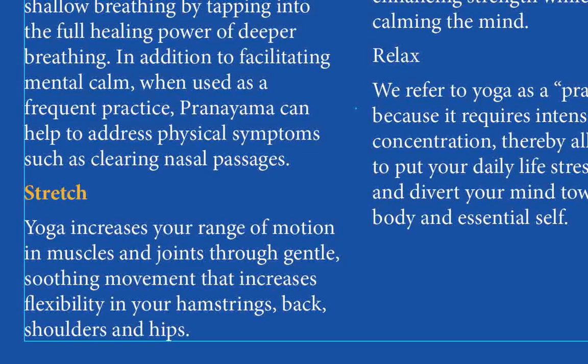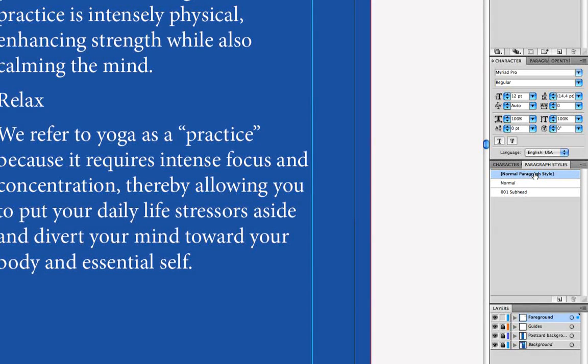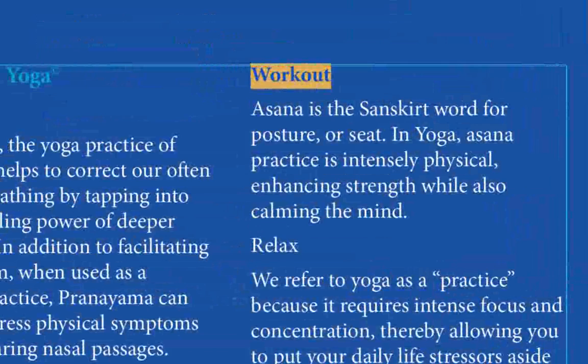So first I'll highlight the word workout. Then I'm going to come over to the paragraph styles panel, option click on normal, and then go to the character styles, option click or alt click on normal character, go back to the paragraph styles, and then click on 001 subhead. Now for sure I've got that subhead styled, and I'm going to use a different technique this time to style the final subhead.